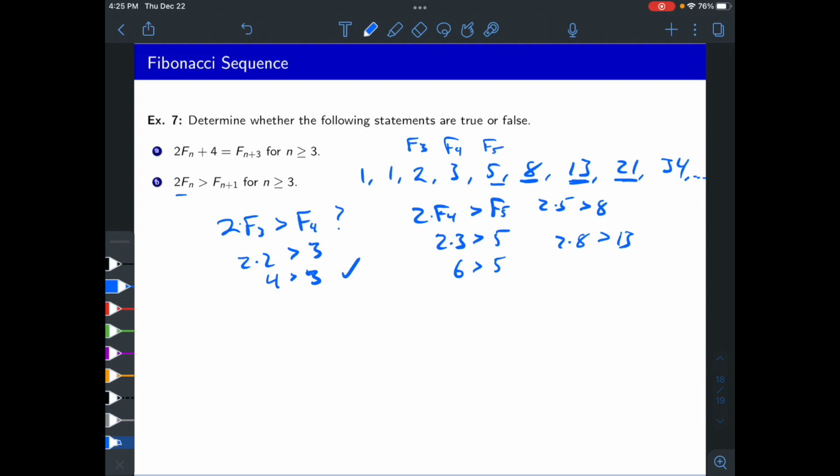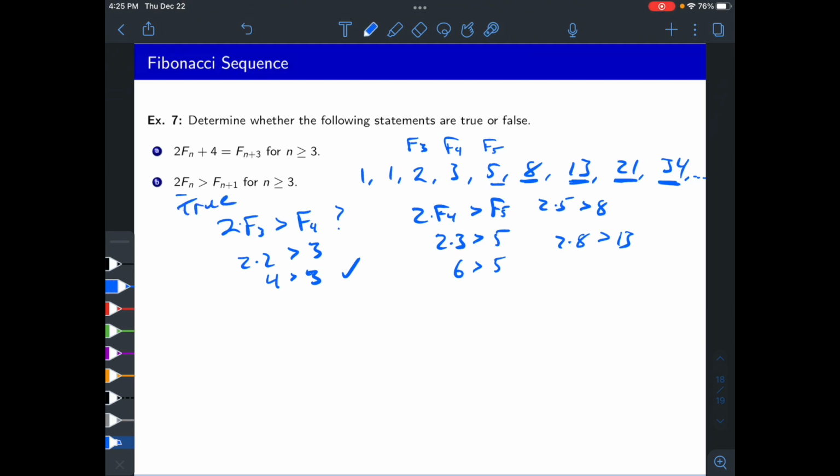What about 2 times 13? Is that bigger than 21? Well, 26 is bigger than 21, so it looks like it. Is 2 times 21 bigger than 34? That's 42. 42 is certainly bigger than 34. And it looks like it's getting bigger and bigger and bigger, right? So it actually does seem like this one would be true.